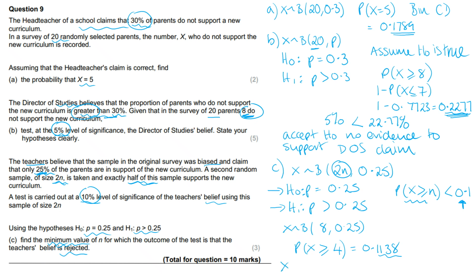So now try X binomially distributed. Now we need to have an even number here so that when we halve it we get a whole number. So the next one would be 10 and 0.25, and then we'd be looking at the probability of X being bigger or equal to 5, half of the 10, and that comes out to be 0.0781, which is below the significance level. So we found the minimum value, and the actual value of n is this number here. N is equal to 5.